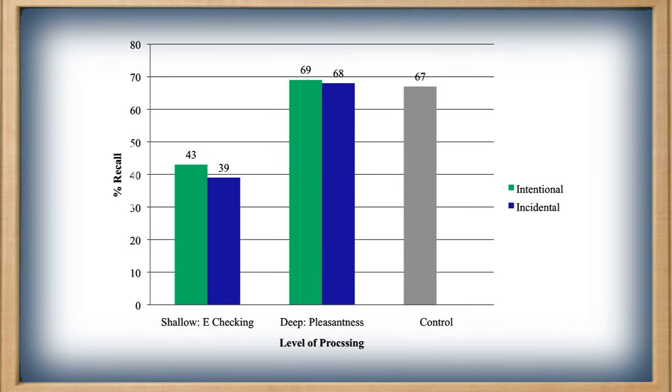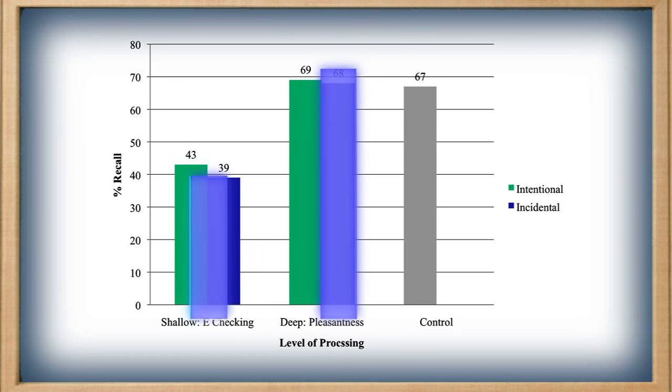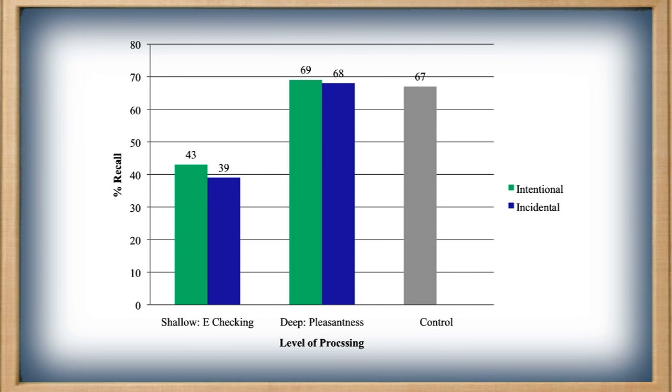The average percent recall is shown on the y-axis. First, did the intent to learn matter? If it did, then the intentional learning groups should do better than the incidental learning groups. But they did not. Intent to learn had no effect at all. Now, look at level of processing.